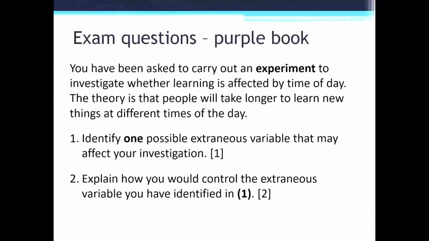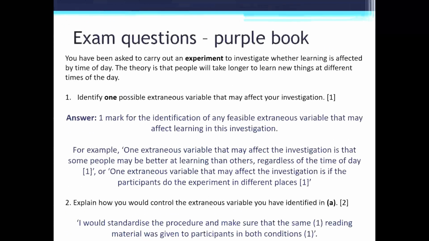So let's have a look at an actual written question that's come up before. So this one is about how learning might be affected by the time of day. The theory is that people will take longer to learn new things at different times of the day. So it's asking you to identify a possible extraneous variable and explain how you would control for this extraneous variable. So let's have a look at some examples.